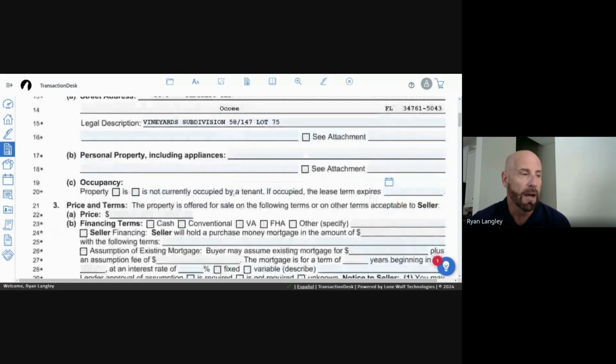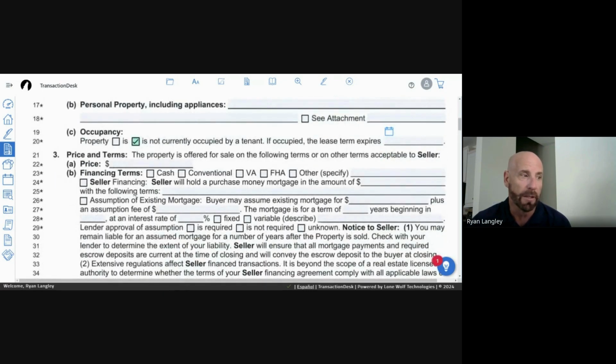All right. They figured out all the legal stuff here. Is it currently occupied by a tenant? That only means a tenant, not the owner. So if the owner is still living there, it is not currently occupied by a tenant. Obviously, if it's rented out, it is, and you put the expiration of the lease. I've had that question also. The owner's living there. Is that a tenant? No, that's the owner.